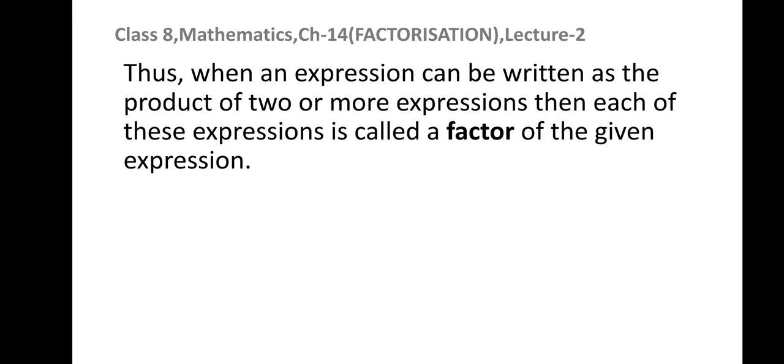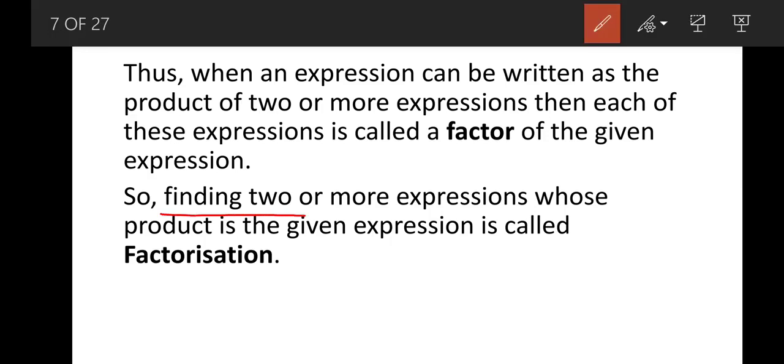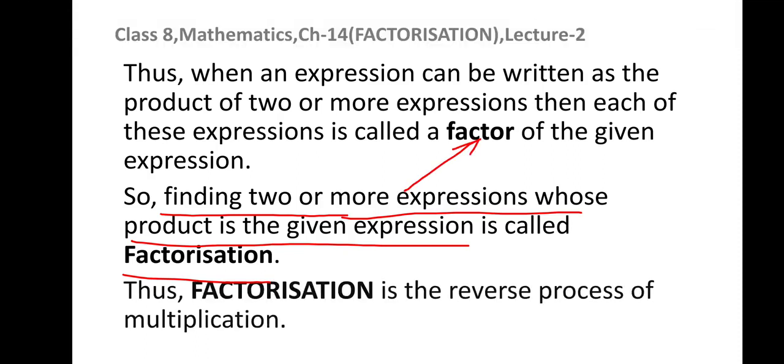Thus, when an expression can be written as the product of two or more expressions, then each of these expressions is called a factor of the given expression. So, finding two or more expressions whose product is the given expression is called factorization. So, what is factorization? Factorization is the process of finding two or more expressions whose product is the given expression, and those expressions are called factors. Simple as this. And factorization is the reverse process of multiplication.